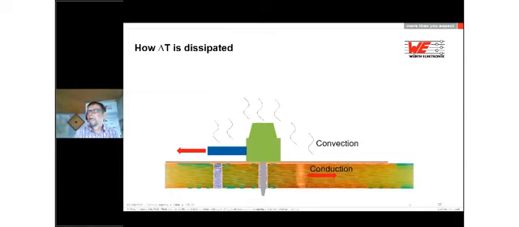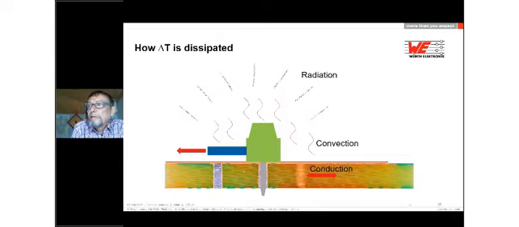Okay, but we also have convection in our applications. That means the warm air goes up, and when we have our application in a closed box, we have to take care of that, because then the convection doesn't work anymore in a proper way. And we have to deal with the radiation too. Therefore, we have to look a little bit closer at the different materials we have for our connectors. Let's go over those three things point by point.